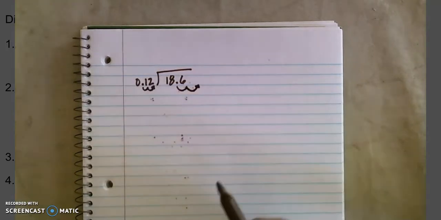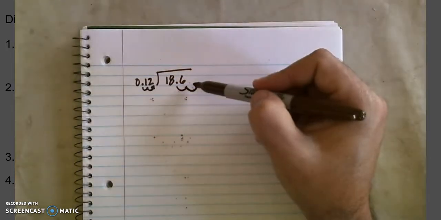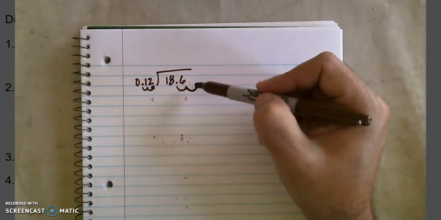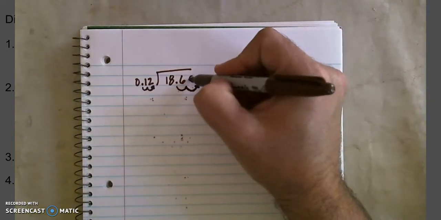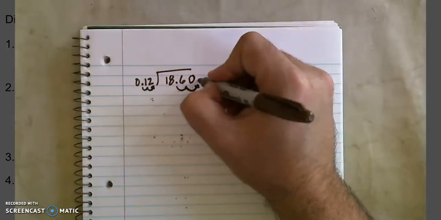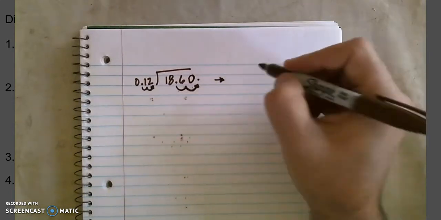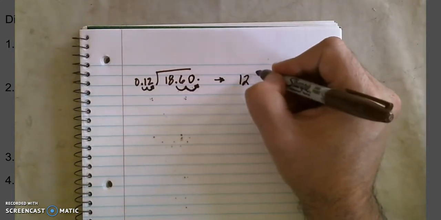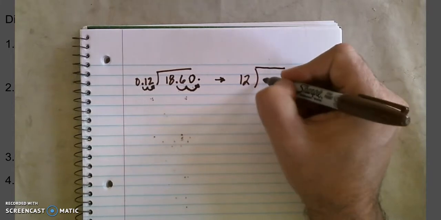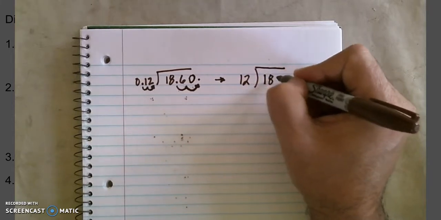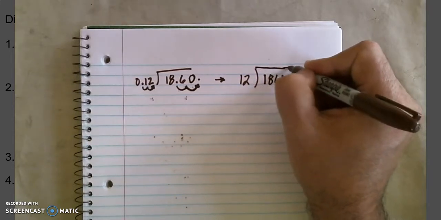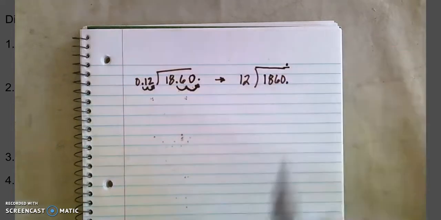But if you'll notice, I don't have another 0 here. So what do you think you're going to have to do? Well, just like with everything else, you're going to need to annex another 0, and the decimal point would go at the end. So my problem is going to change to 12 is my divisor, and actually 1,860 as my dividend.